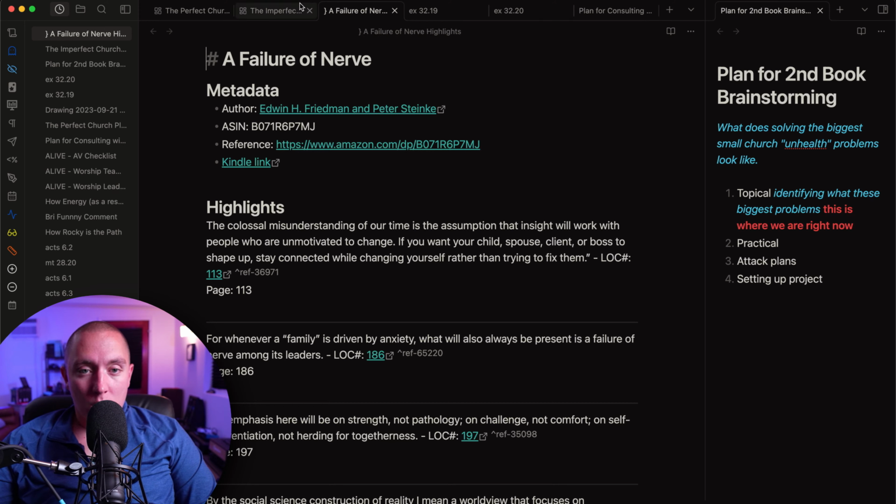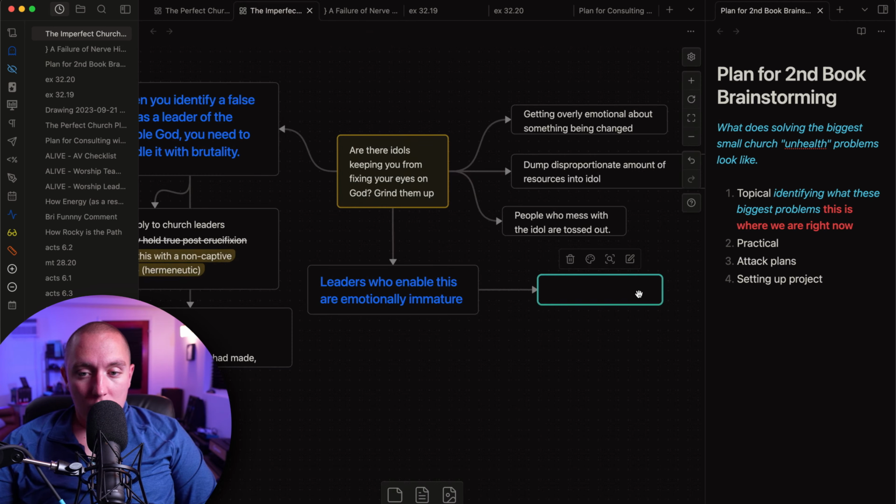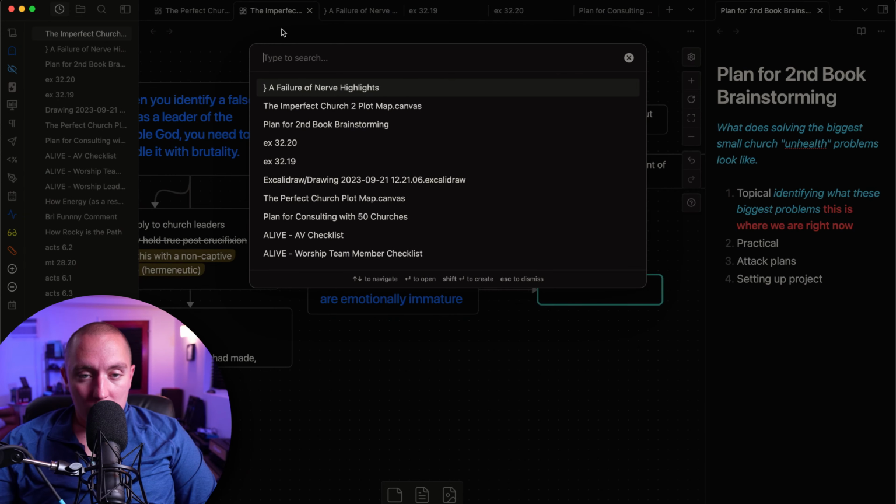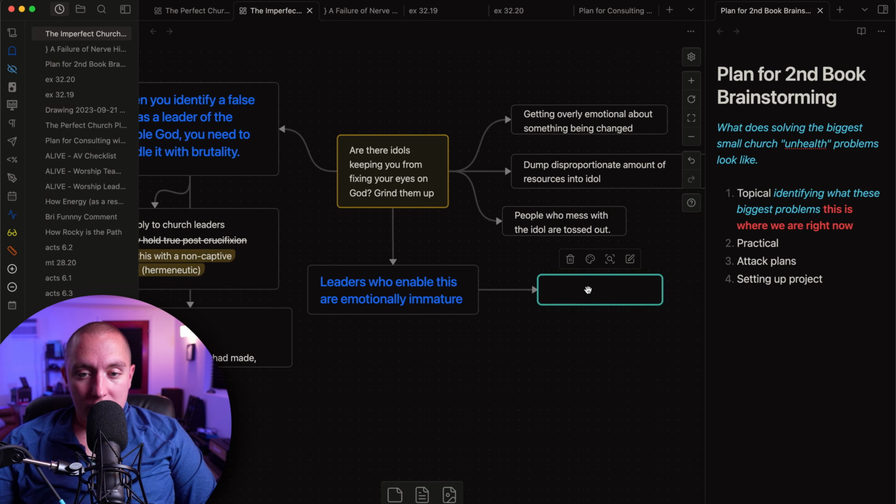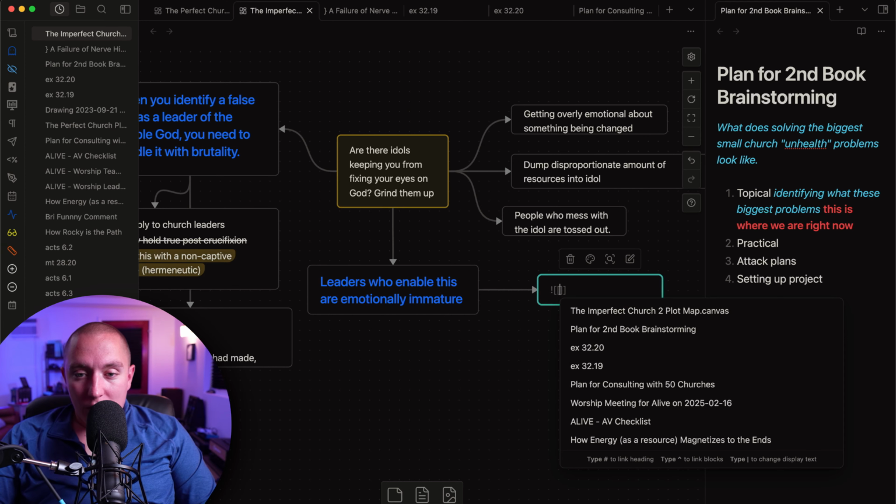Okay, this is the quote I want here. Whenever a family is driven by anxiety, what will also always be present is a failure of nerve among its leaders. So we're gonna do this. No, not gonna do it like that. I'm gonna do it differently. I'm gonna do an embedded quote.